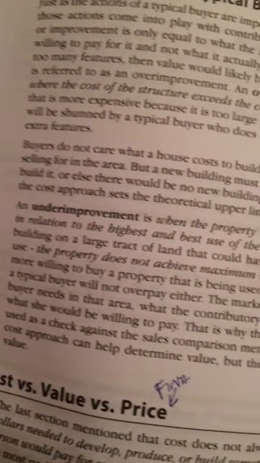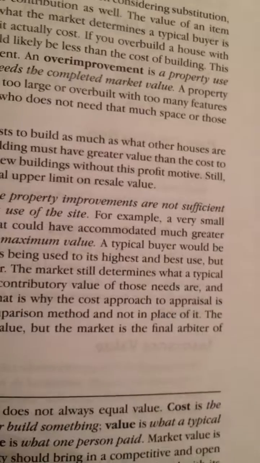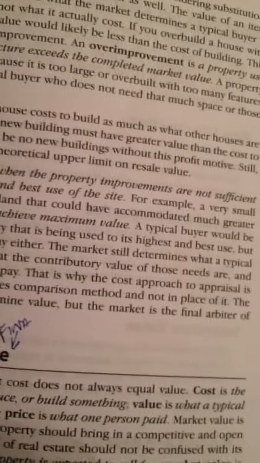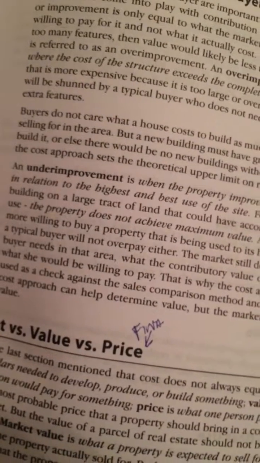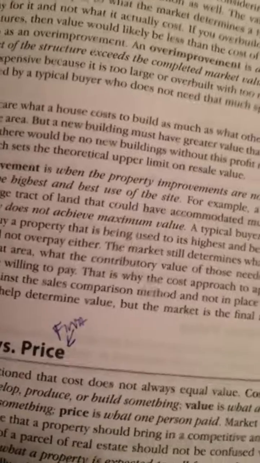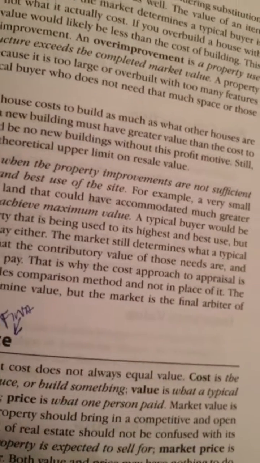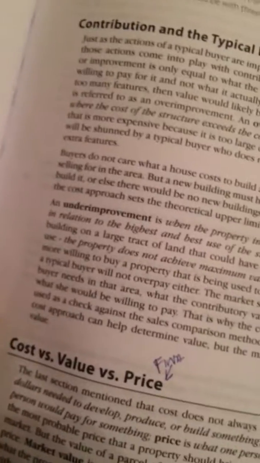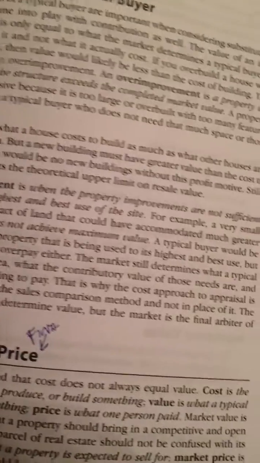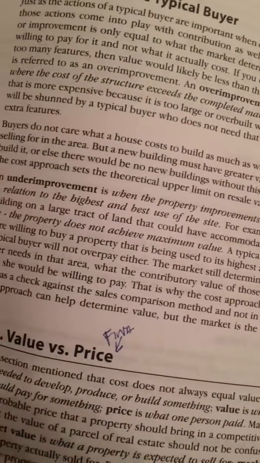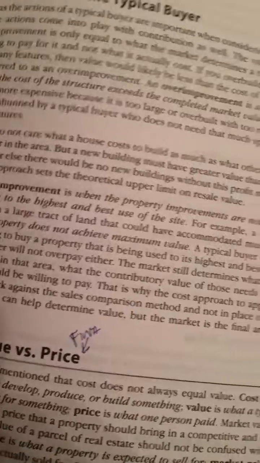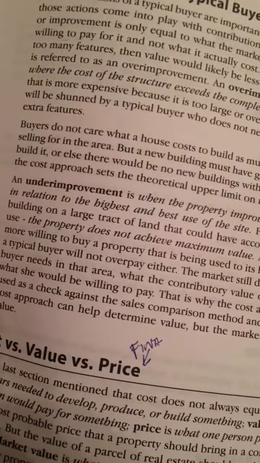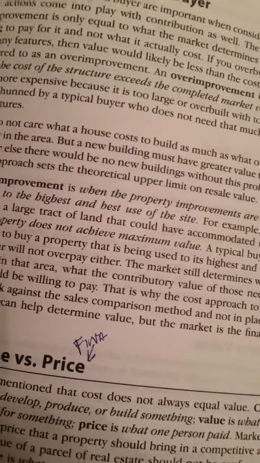An under-improvement is when the property improvements are not sufficient in relation to the highest and best use of the site. For example, a very small building on a large tract of land that could have accommodated much greater use, the property does not achieve maximum value. A typical buyer would be more willing to buy a property that is being used to its highest and best use. But a typical buyer will not overpay either.